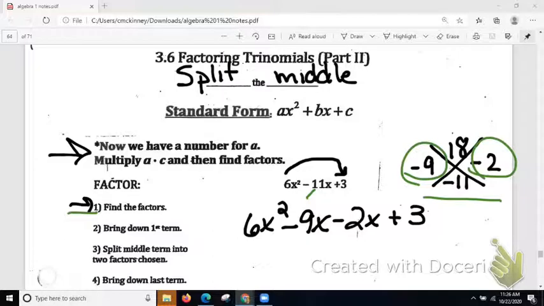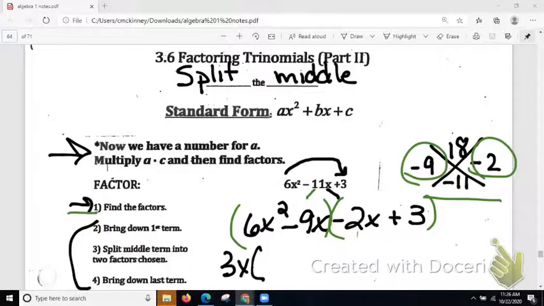Now that we've split the middle, those two new middle terms should add up to the middle term that was in the original problem. The first term and the last term just come straight down. So all at once I did all of those things: I brought down the 6x squared, I split the middle, and then I brought down the 3. Now it's a factor by grouping problem. So now we're going to look at these first two, these second two, GCF of the first two, 3x, leaving us with 2x minus 3.